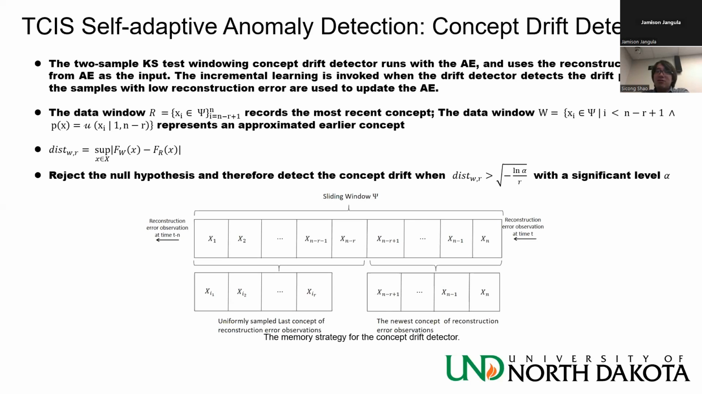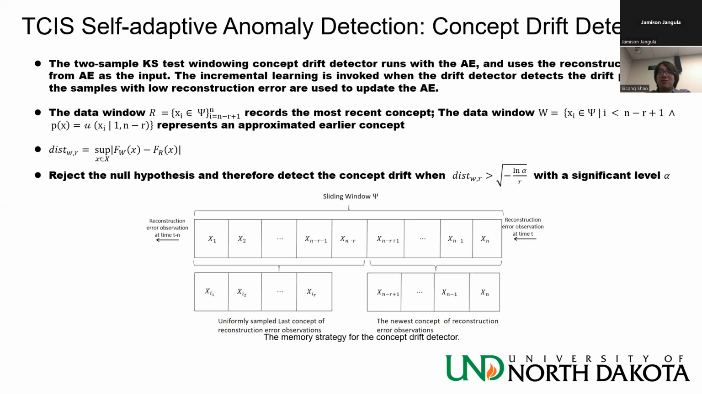The KS 2-sample test is a statistical test with no assumption of the underlying data distribution, which just compares your CDFs between two different distributions. And with a significance level of alpha, we can determine whether we can reject the null hypothesis that the reconstruction error observations in these two data windows originate from the same distribution. So the null hypothesis here is the distribution is not changed, and the alternative hypothesis is the distribution is changed.